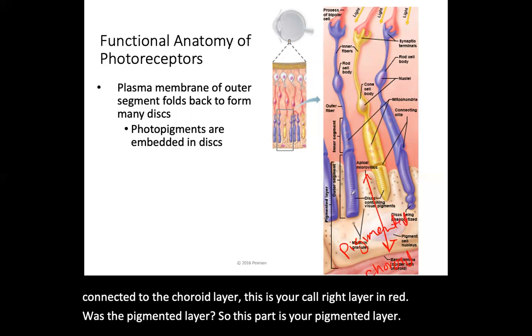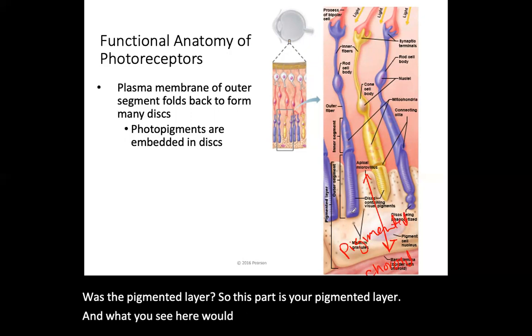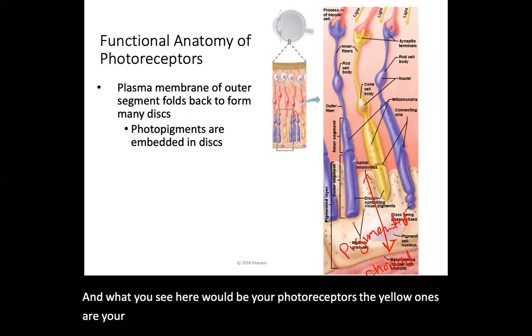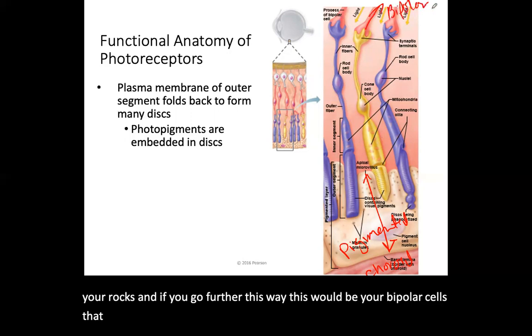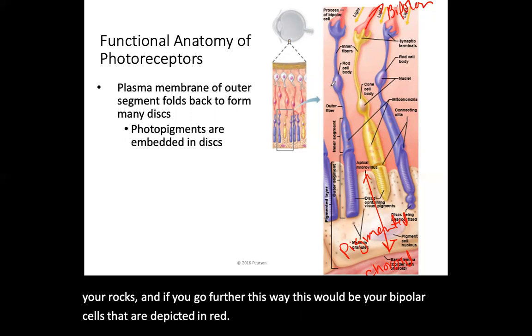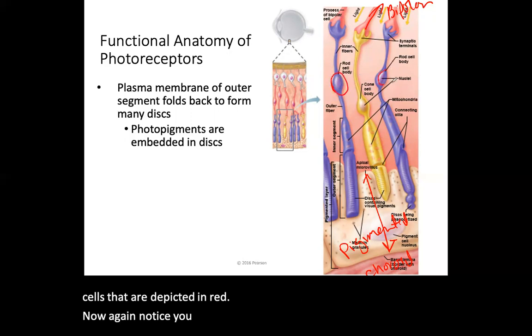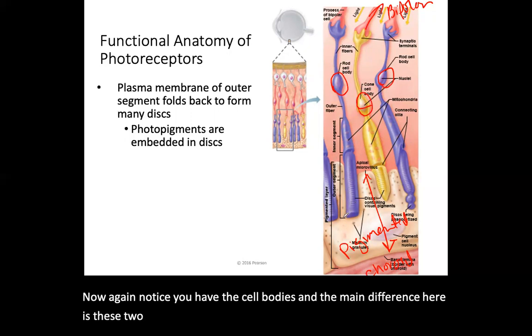And what you see here would be your photoreceptors. The yellow ones are your rods, the yellow ones are the cones, and the purple ones are your rods. And if you go farther this way, these would be your bipolar cells that are depicted in red. Now, again, notice you have the cell bodies, and the main difference here is these two parts, what we identify as the outer segments and the inner segments.